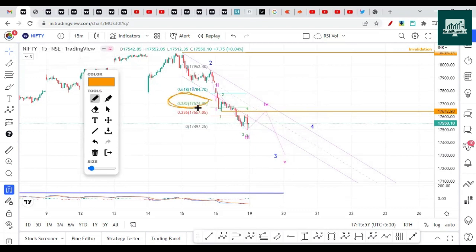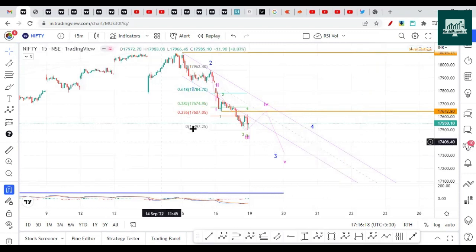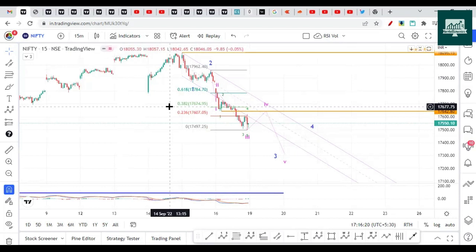If Monday it goes beyond this level, then this drop can be A wave and we could be in a larger pullback towards 0.600 Fibonacci or higher. Okay, and then we could go in C wave downside towards 17,000. Then again a bounce back will come. So this can be another way to consider. So this is the important level for us, 17,675.